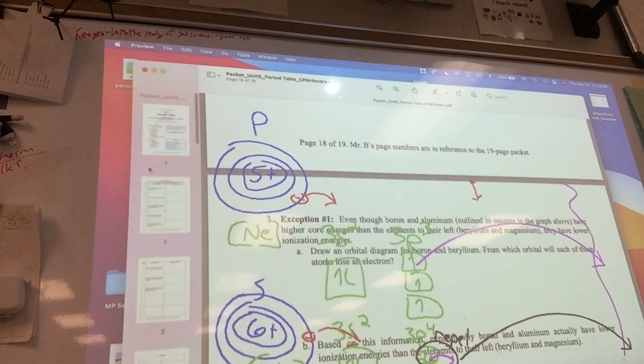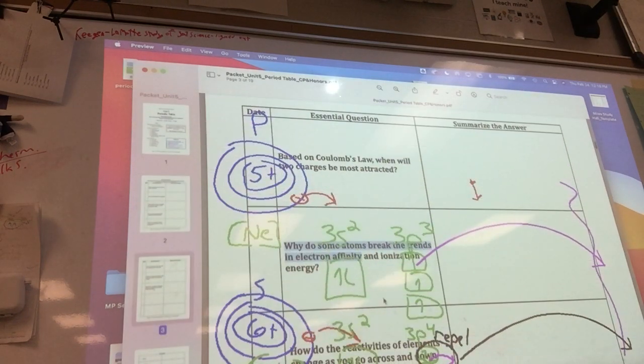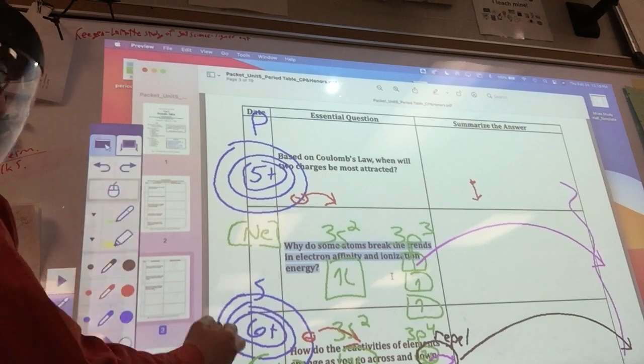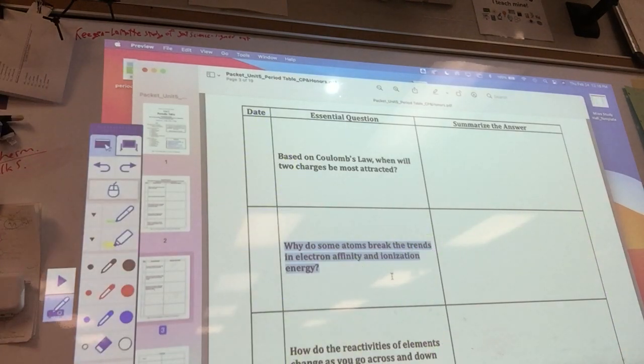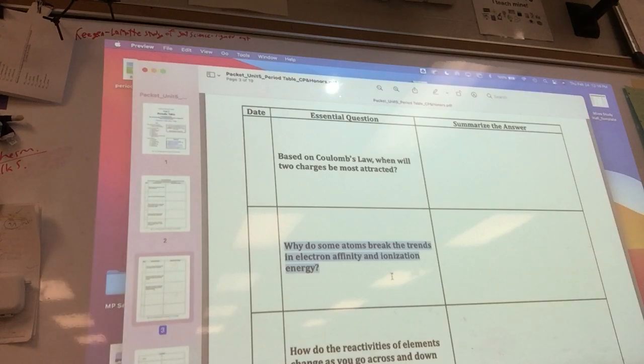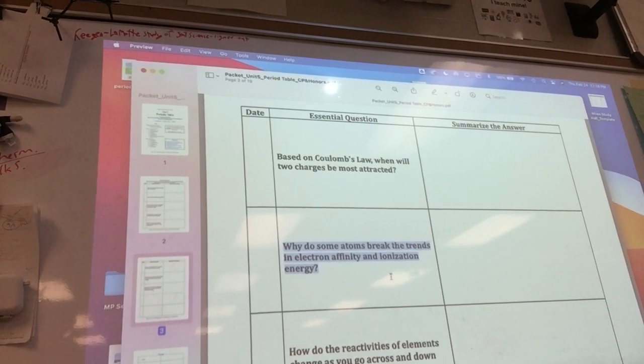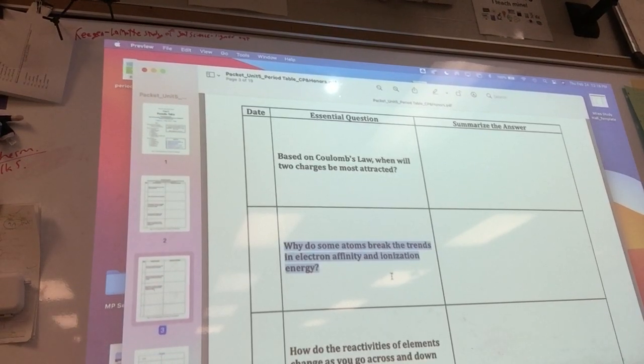Before we move on to some lab demos, let's take one more look at this question, but now answer it from the ionization energy perspective. Why do some atoms break the trends in ionization energy? What do you want to add to that? Well, you guys are feverishly discussing that question. I'm going to pass out your lab. Don't let that distract you from your conversations.